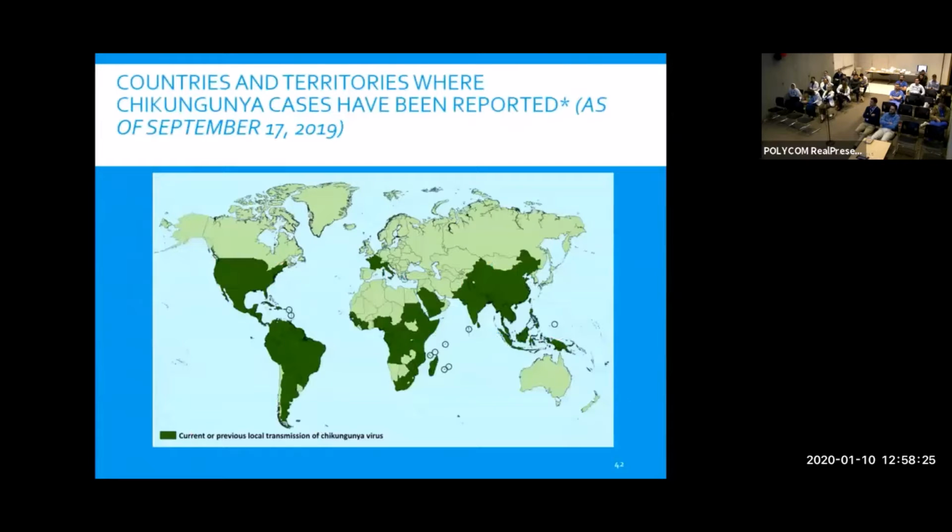Where do we find it? These are the countries and territories where chikungunya has now been reported, as of last year. I change this slide every year because there are always more and more green spaces coming up. I want to point out France and Italy. That is now officially an area where we've had transmission of chikungunya, and also all over the United States. Remember, this is from surveillance data, so it's just reporting where it's been reported. It doesn't tell you where it came from.